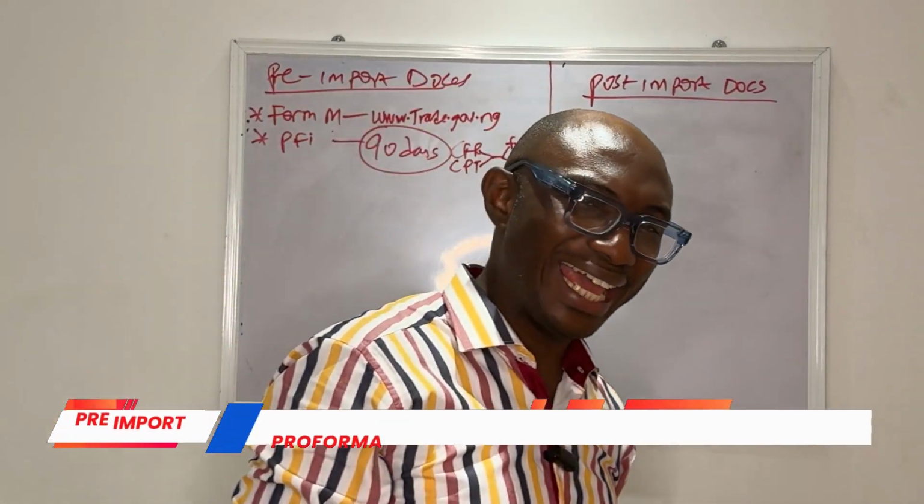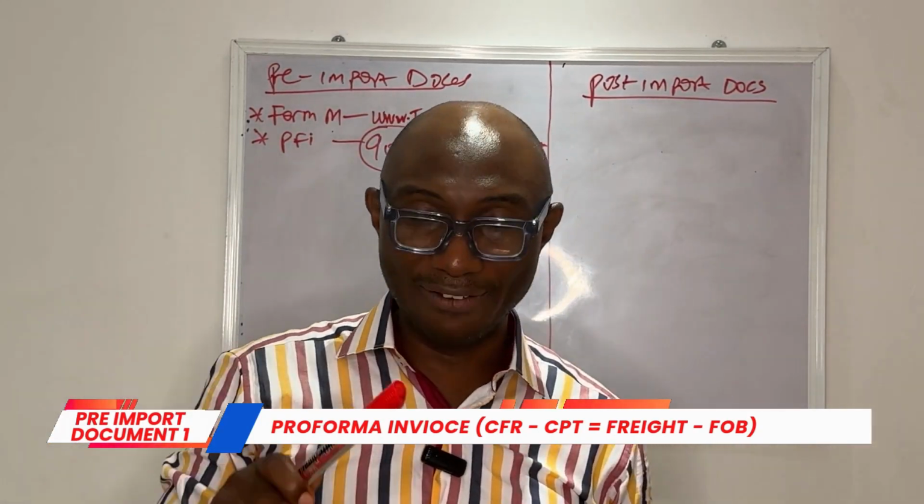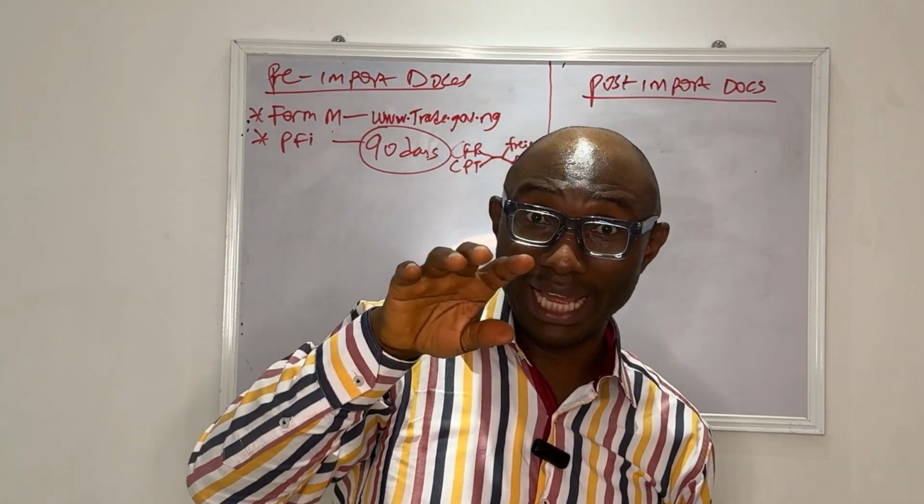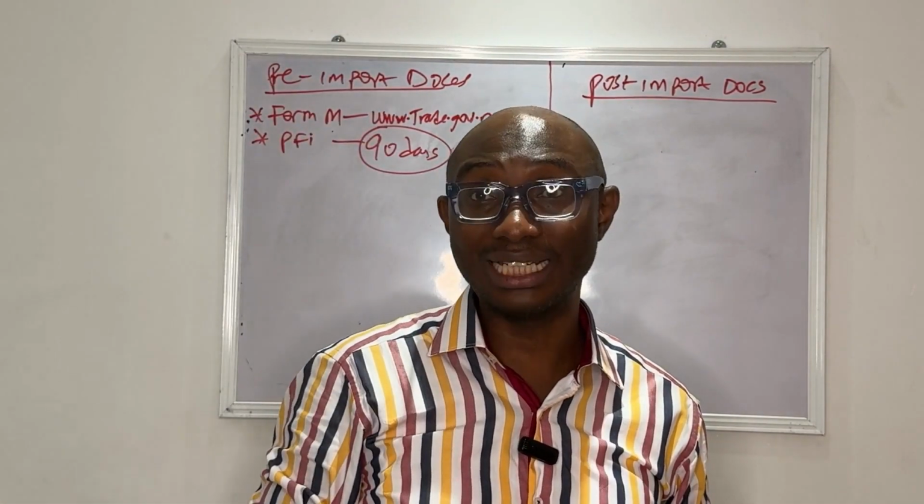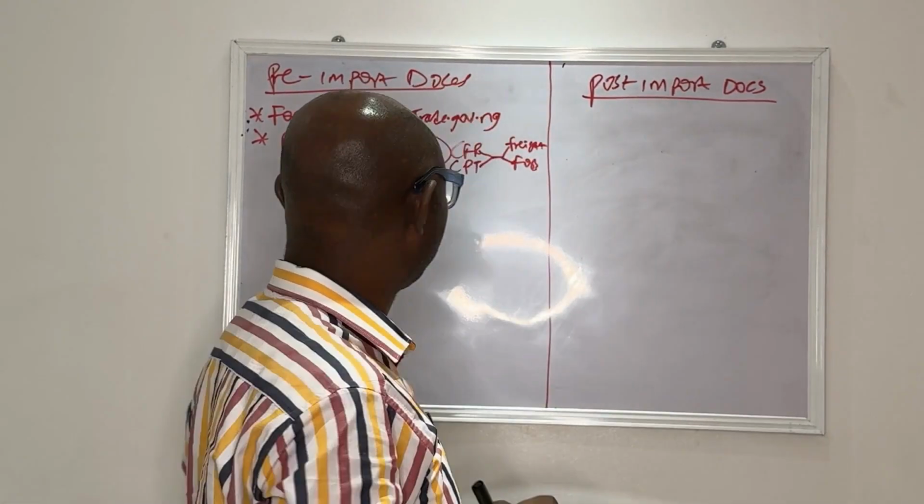Why should they be broken down into freight and FOB? The reason is that this information is required for duty calculations sometimes in future, when the goods have been cleared.